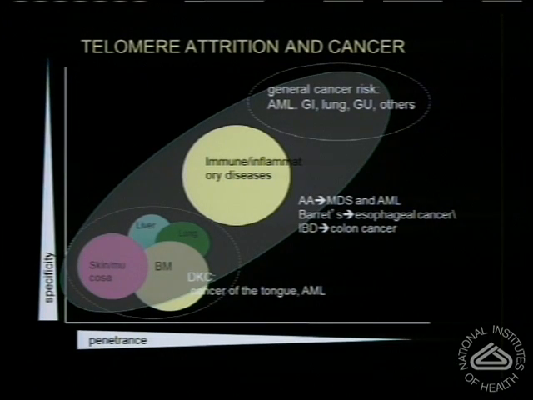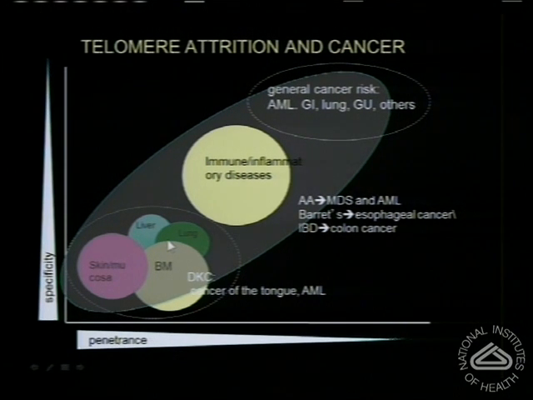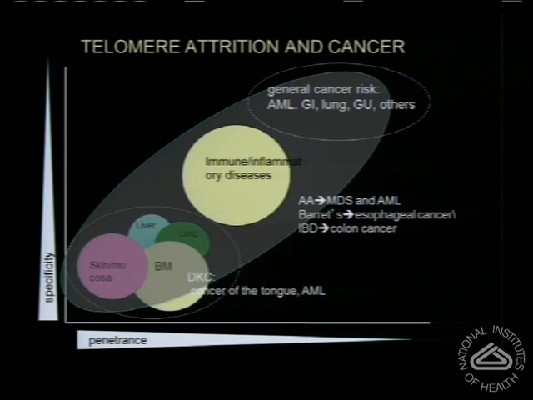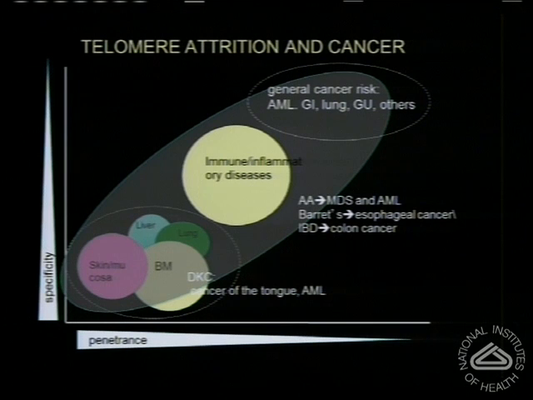Okay, so this is what I want to say about cancer. The patients who have dyskeratosis congenita, the kids, have a 1,000-fold higher rate of cancer of the mouth, 100-fold higher rate of leukemia. I showed you the GWASs and the genetic studies suggesting a few percentage higher rate with SNPs that we don't know exactly how they function.